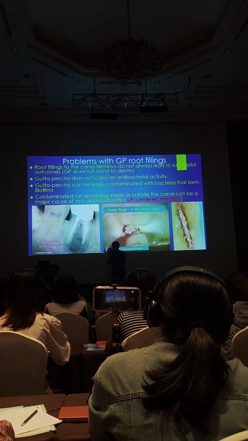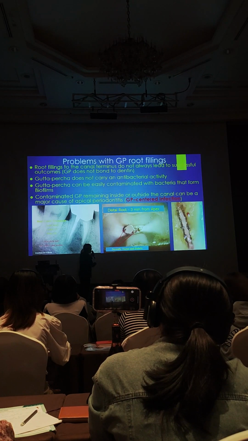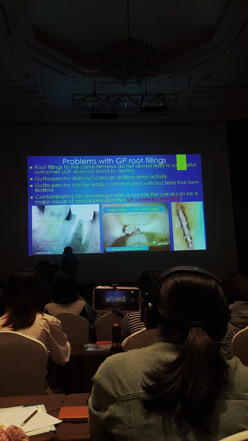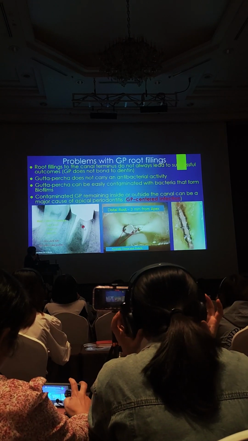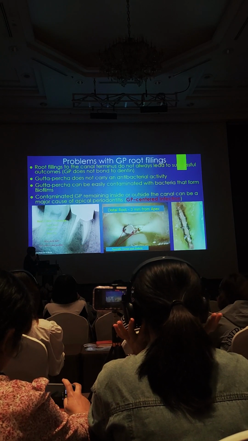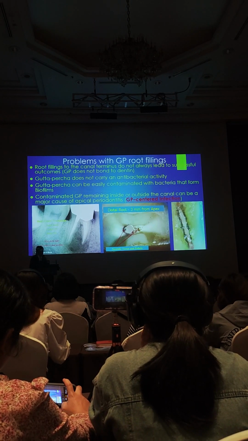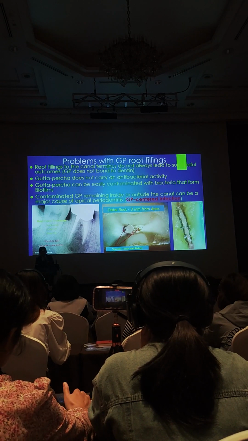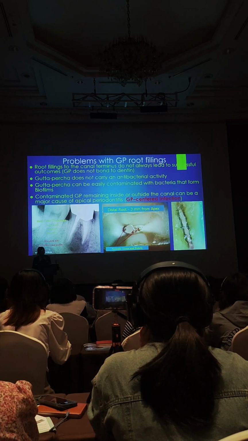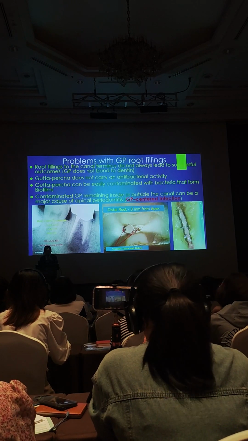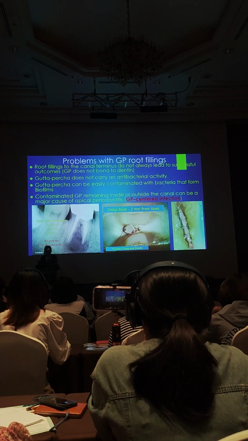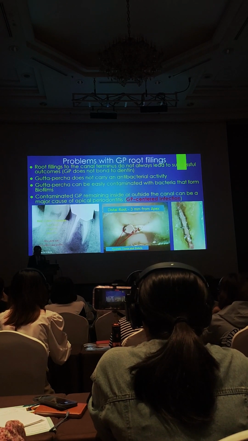Anyway, here you see the gutta-percha. You see the contamination surrounding the gutta-percha cone. You see the black area; they are bacteria or biofilm formations. So it's not good, even if you see the gutta-percha filling to the working length. It doesn't mean you will have success or healing. Root fillings to the root canal terminus do not always lead to successful outcomes because of the bacteria surviving the treatment.